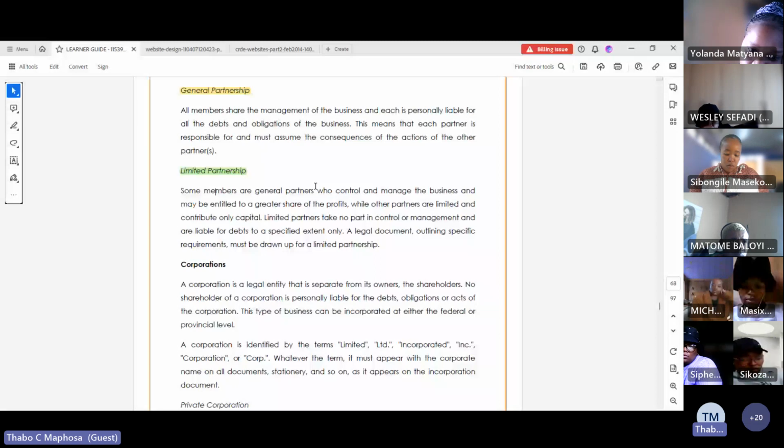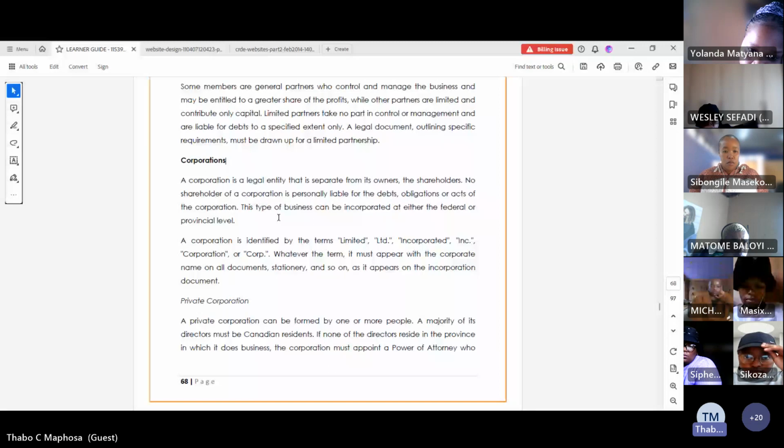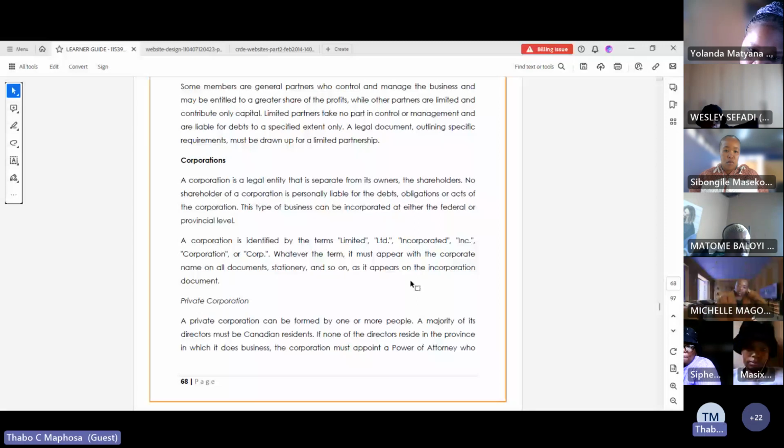And then next up is a corporation. Now, a corporation is a legal entity that is separate from its owners. It's a business that is very separated from its owners. The owners here are usually called the shareholders. And no shareholder of a corporation is personally liable for the debts, obligations, or actions of the corporation.